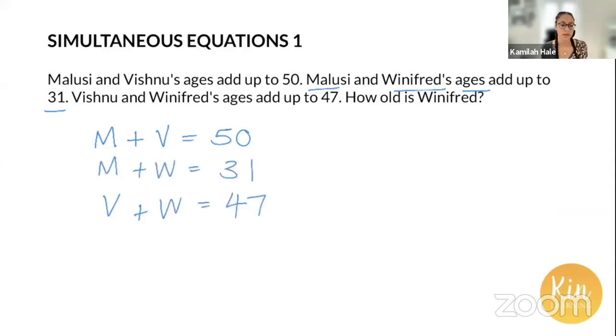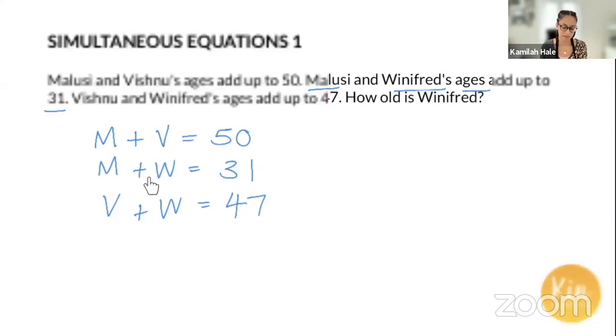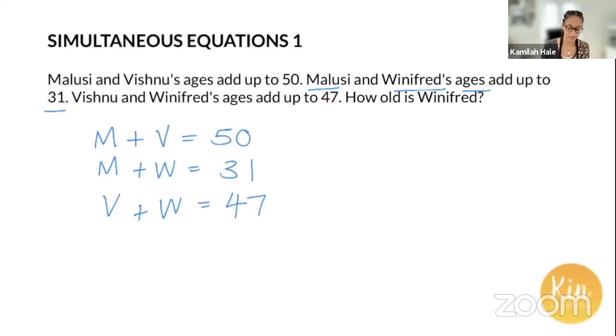There you go. So we should have m plus w equals 31. And then it said Vishnu and Winifred's ages add up to 47. So we do Vishnu and Winifred's ages equal 47. So we've got 3 equations that show the information that was given to us. It says, how old is Winifred?